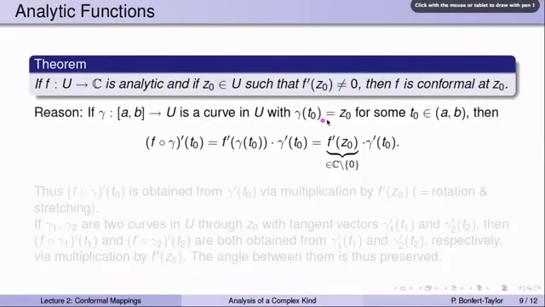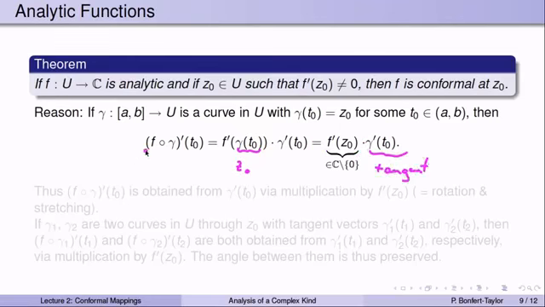Suppose gamma is a curve that goes through this point z0, and then what is the derivative of f of gamma? The derivative of f of gamma at t0 by the chain rule is f prime of gamma of t0 times gamma prime of t0. But gamma of t0 is just our z0. So that's f prime of z0 times gamma prime of t0. This was the tangent vector to the curve gamma at z0. This is the tangent vector to the curve f of gamma at f of z0. And how do they differ from each other?